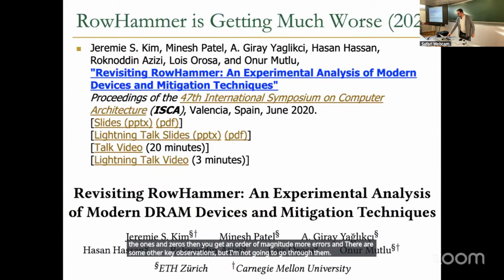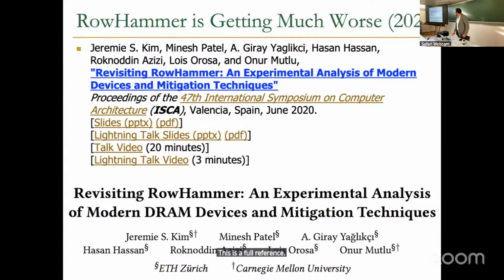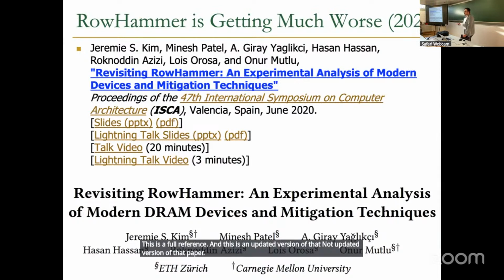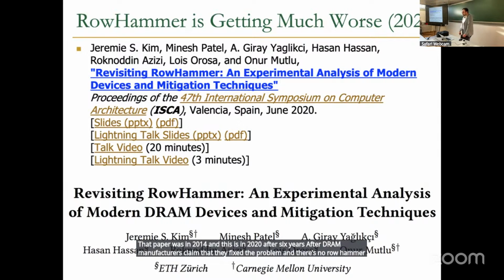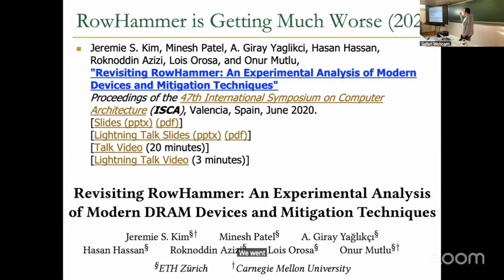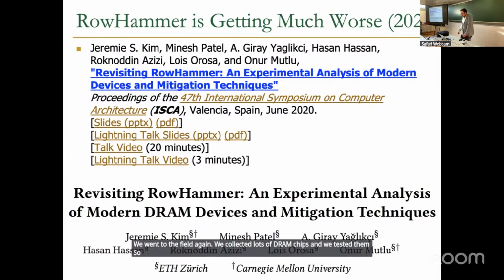This is the full reference. And this is an updated version of that paper. That paper was in 2014, and this is in 2020. After 6 years, after DRAM manufacturers claimed that they fixed the problem and there's no RowHammer issue in current DRAM chips, we went to the field again. We collected lots of DRAM chips and we tested them. This is a study of that.